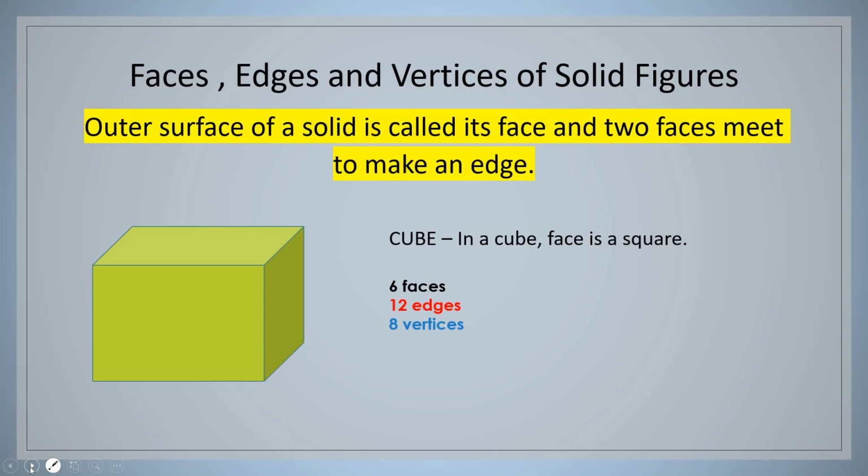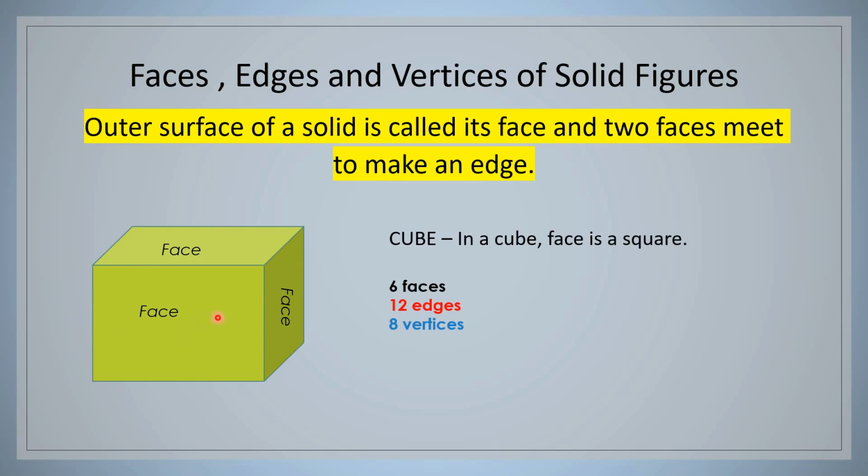So we have the first example of a cube. This here is a cube in green color, and a cube has the faces here 1, 2, 3, and the other 3 faces are behind, which are not seen in this picture. So there are total 6 faces. And what is a face? The outer surface of a solid. So this is the outer surface of the solid, that is the cube. So this is known as a face.